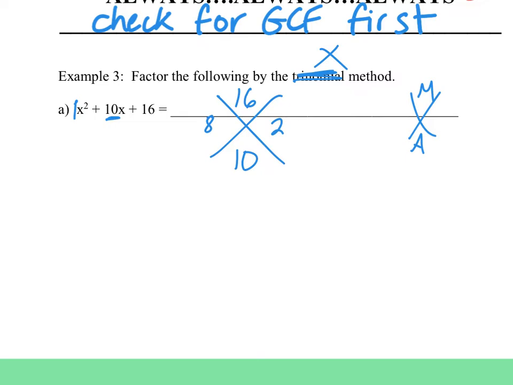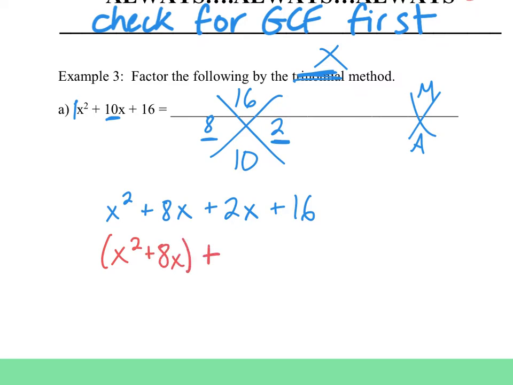Okay? So now, we keep our original first term, so we just had 1x squared. Our two new middle terms are what? Plus 8x and plus 2x. And I keep my last term, which was 16. And now I factor by grouping. So first two terms go together. Plus sign. Next two terms go together.